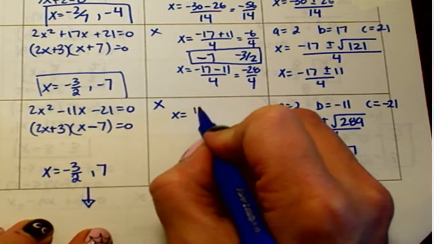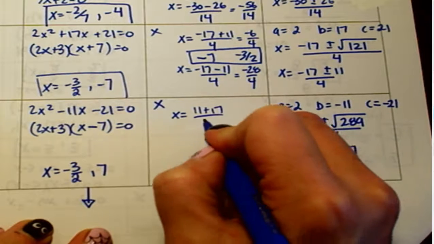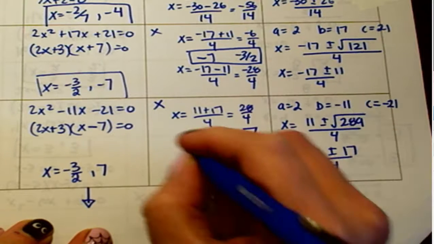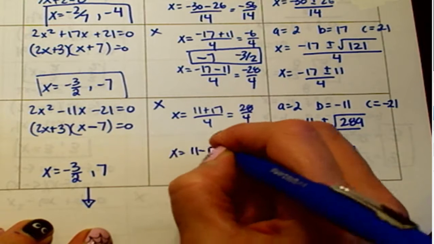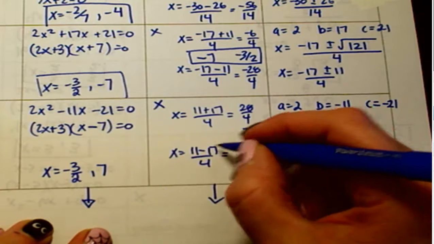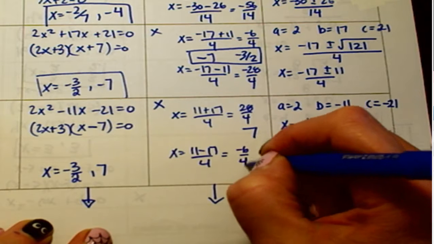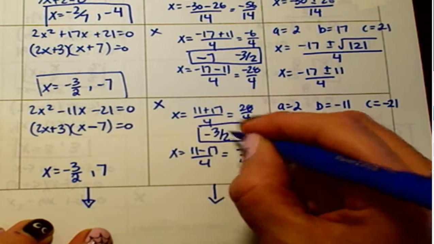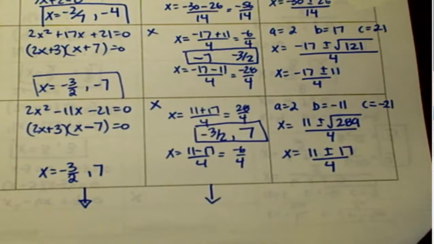X equals 11 plus 17 over 4. So that's 28 over 4. That's a 7. 11 minus 17 over 4. That's negative 6 over 4. That's negative 3 over 2. Woo! Okay, notice that the quadratic formula is a lot of arithmetic. Made easier from the calculator, but it's still a lot of arithmetic.